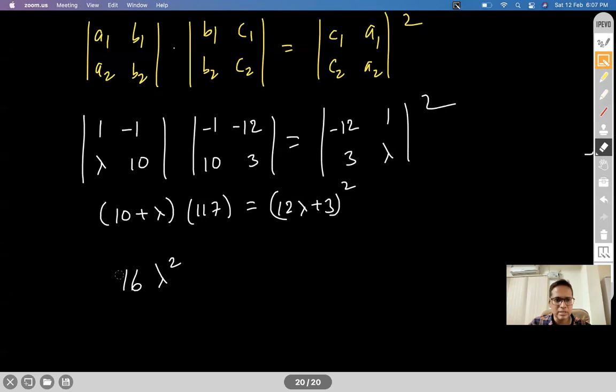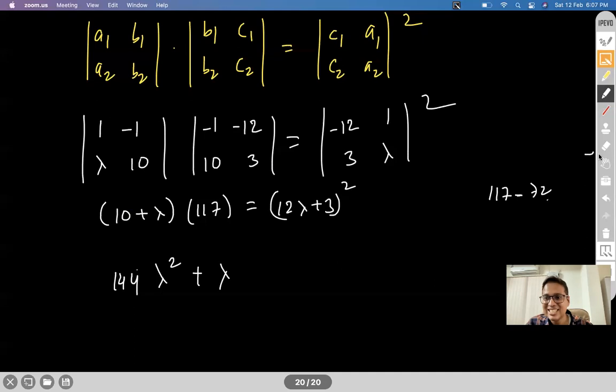Oh, sorry. And lambda coefficients will be 117 minus 12 into 3 into this. So 117 minus 72, sorry. That's going to be 45. So plus 45 lambda, and constant terms would be 1170 minus 9, which will be minus 1161.